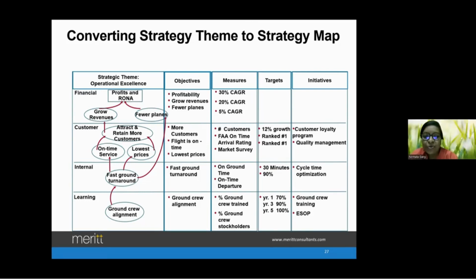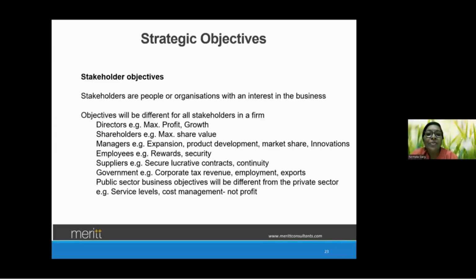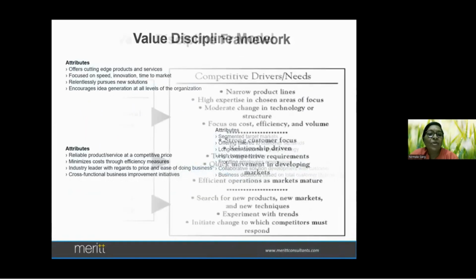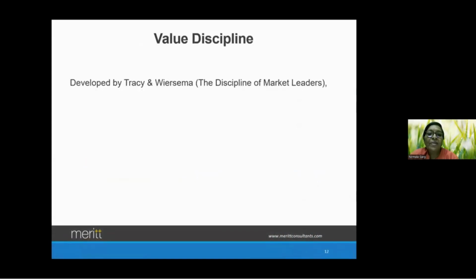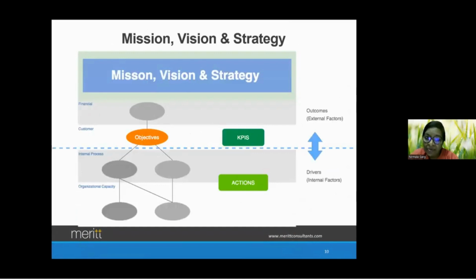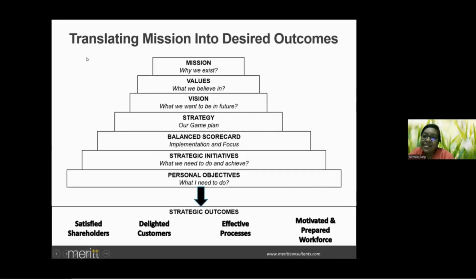So just to reiterate, because when you do a strategic map, then you know exactly what you're going to do. Right? Every organization has a strategy, with a mission and vision. Now, the way it gets cascaded is this way. Mission is typically why we exist, and values are what we believe in.